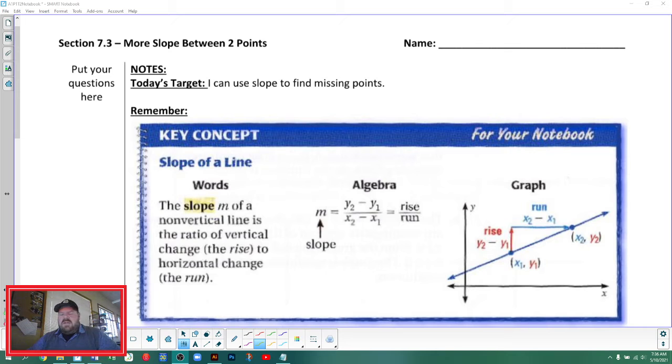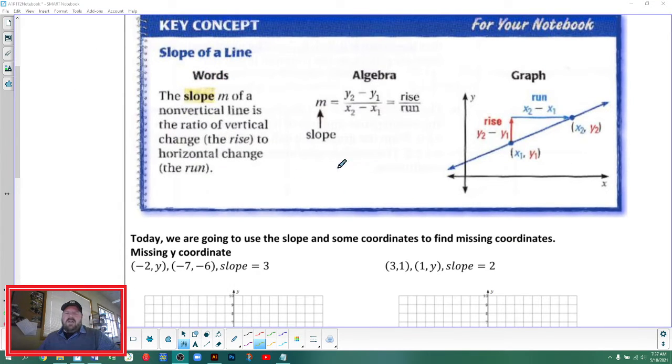Today we're going to be still talking about slope between 2 points. Kind of an extension of that idea, and we were introduced to this with the last couple problems of the day yesterday that we did in class. We're going to talk today about using slope to find missing points. Okay. So let's take a look at what we have here.